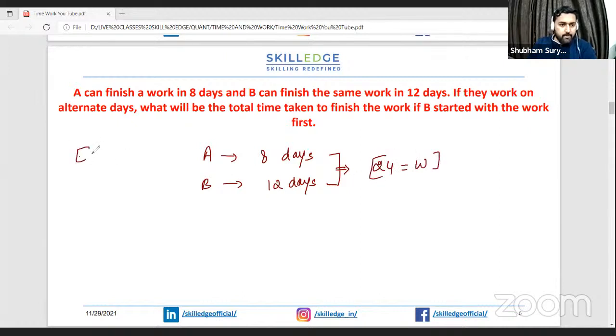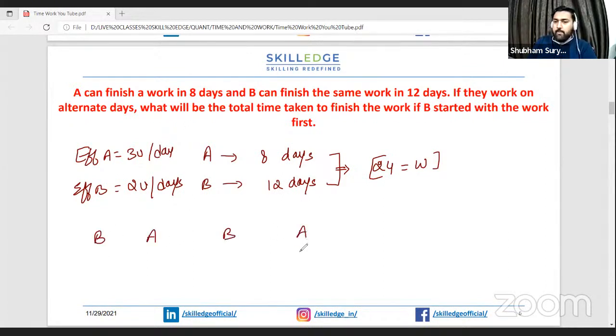Now, the efficiency of A: 24 units in 8 days, so it's going to be 3 units of work per day. The efficiency of the person B is 24 by 12, which is 2 units of work per day. Now it says if they work on alternate days, what will be the total time taken to finish the work? If B started with the work first, so first B, then A, then B, then A. This is how it goes, right?